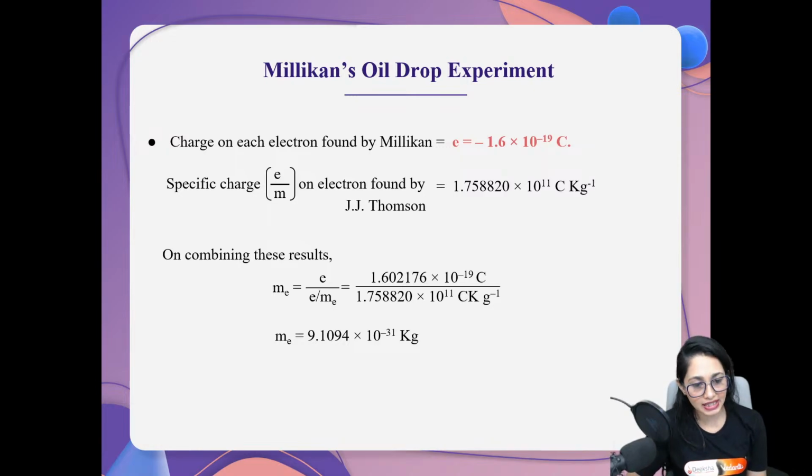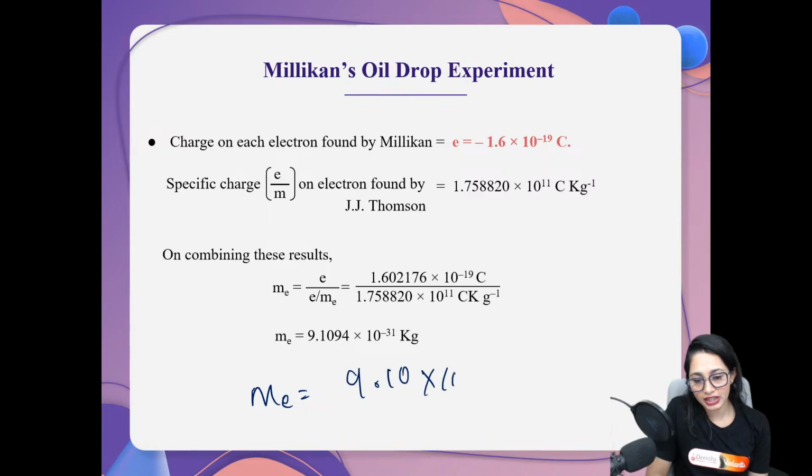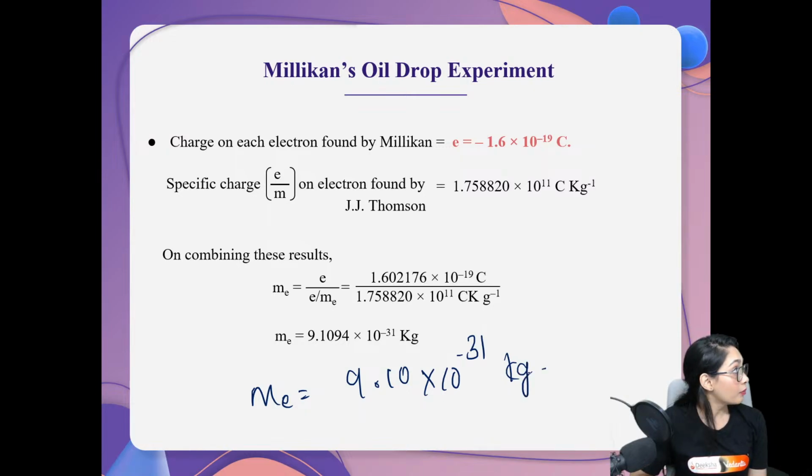On combining these results, so what will happen? See here, m_e is equal to 9.10 into 10 raised to minus 31 kg. What is this then? This is the mass of electron.